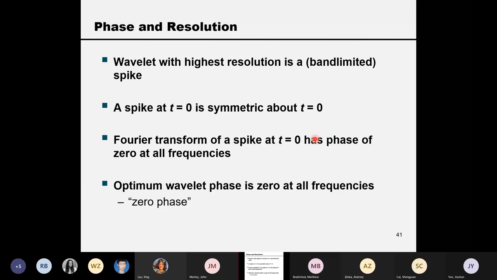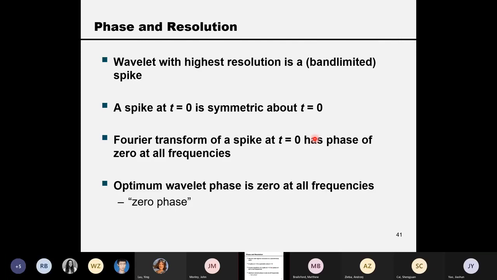Now, we have already talked about the frequency and the resolution, the relationship, right? The bandwidth of frequency or dominant frequency related to the resolution. But now we're talking about the phase related to the resolution. Because after Fourier transform, we have two important components, right? One's amplitude and one's phase.